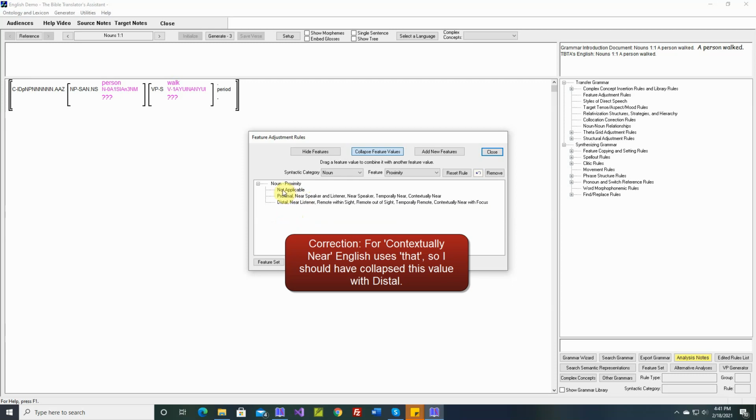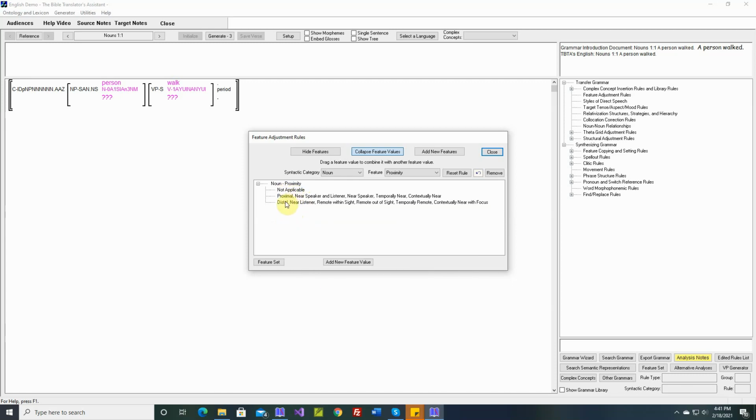So now we have not applicable plus two values, proximal and distal. And from now on, in both the analysis and our grammar rules, we won't see all of these other values. We'll only see proximal and distal. So it makes our grammar writing task considerably easier.